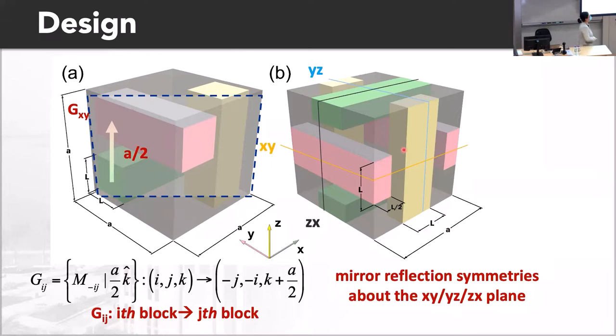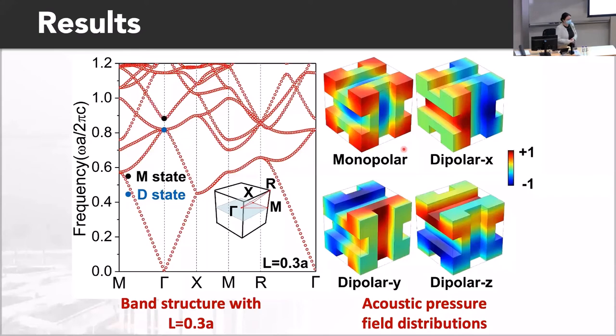This structure really looks simple, but when we calculate its band structure, we find a single branch and a threefold degenerate branch. If we look at the field distribution at the gamma point, the single branch corresponds to a monopole mode. The other three are degenerate dipole modes, because we have three directions.